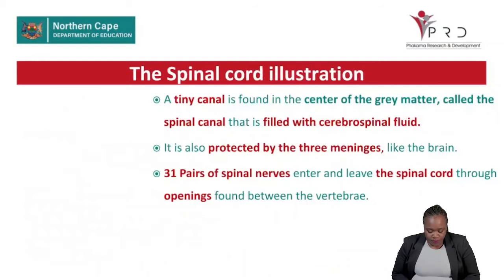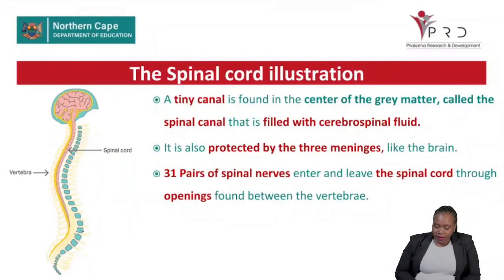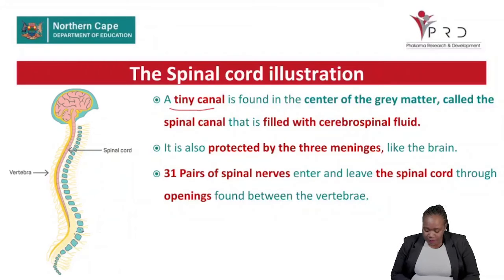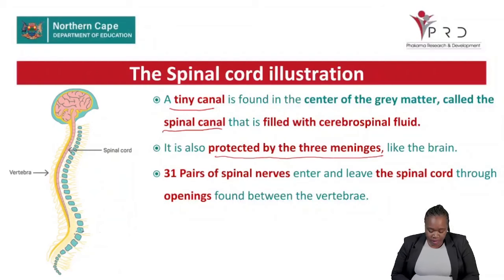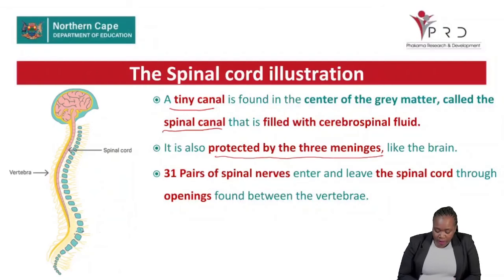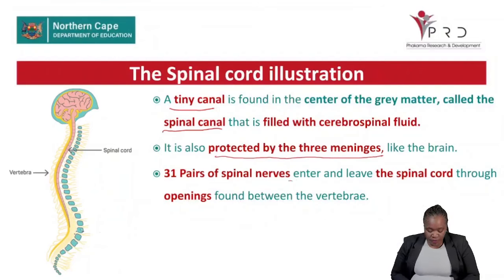Okay, and then we have a tiny canal that is found in the center of the gray matter, right? And that tiny canal is called the spinal canal, and it is filled with cerebrospinal fluid. Just like the brain, the spinal cord is also protected by the 3 meninges, right? And there are about 31 pairs of spinal nerves that enter and leave the spinal cord through the openings of the vertebrae. As they enter and leave, it means that impulses are being transmitted to the correct place.